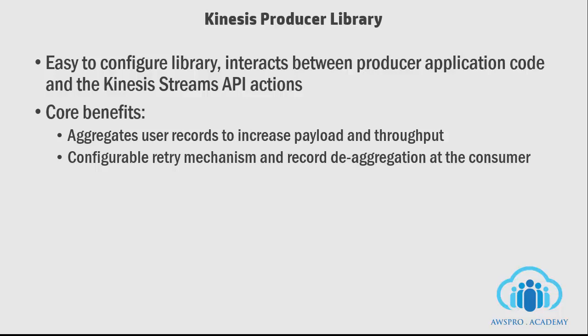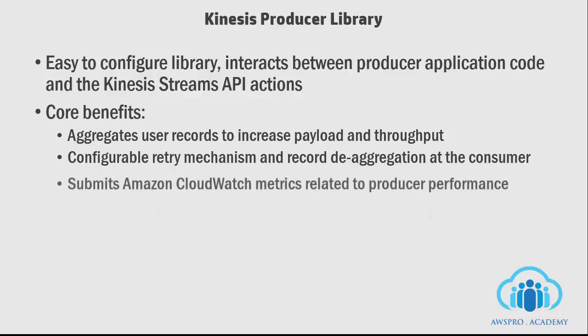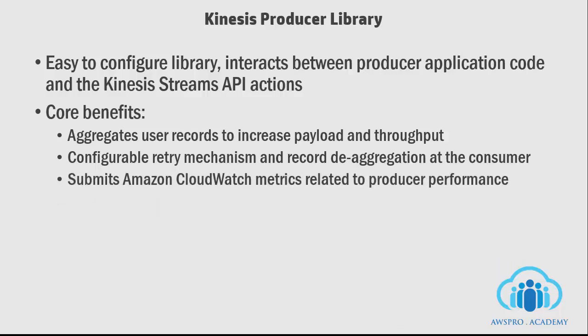When I say deaggregation, when the consumer retrieves an aggregated Kinesis Stream record consisting of multiple user records, it automatically invokes the KPL to extract the individual user records before returning them to the consumer. You can also collect, monitor and analyze your producers using Amazon CloudWatch and the KPL. The KPL sends throughput, error and other metrics to CloudWatch on your behalf.